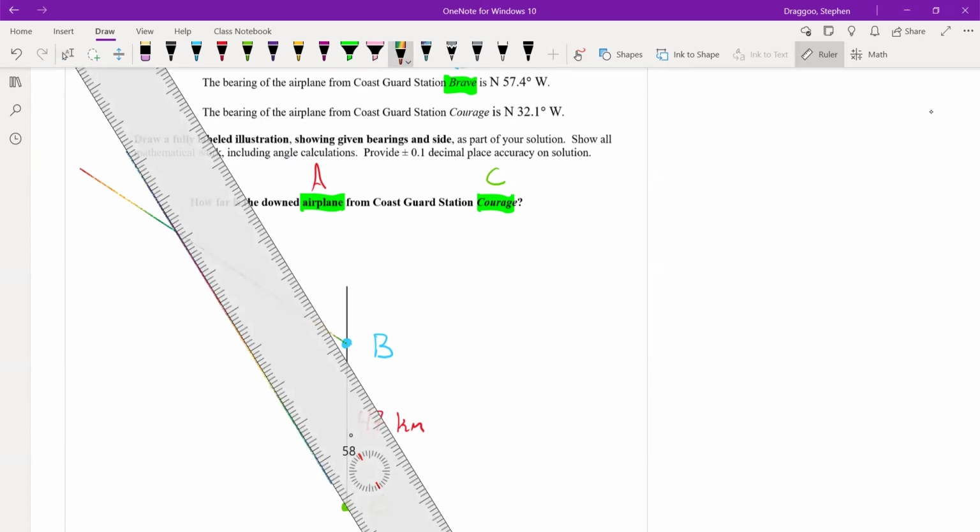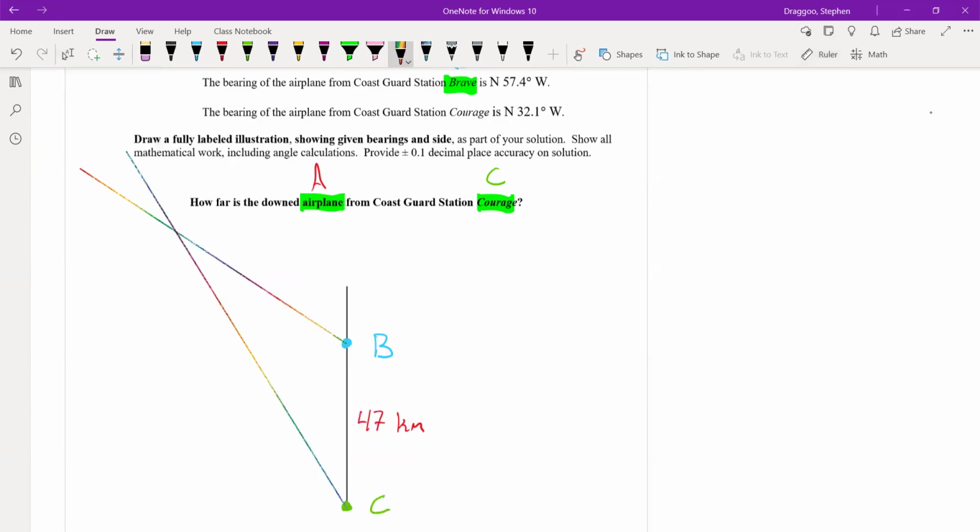And draw in this line right there. So I know that the downed aircraft needs to be on both of those two lines that I just drew. Which means it must be at the intersection of the two lines. So that point right there has got to be A. That's where our airplane is.